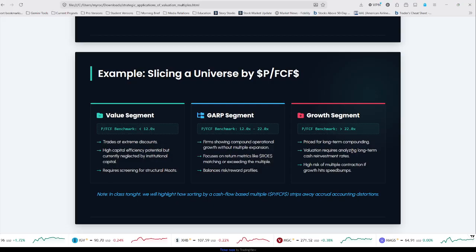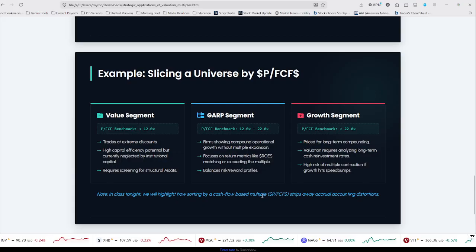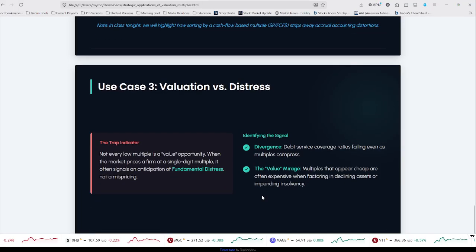All right. So in class tonight, we're going to highlight how this strips away the accrual accounting distortions. So this is going to be one of the exercises we're doing tonight. Now, last but not least, as I mentioned, we said we're going to come back around to this: the valuation versus the stress. Not every low multiple is a value opportunity.